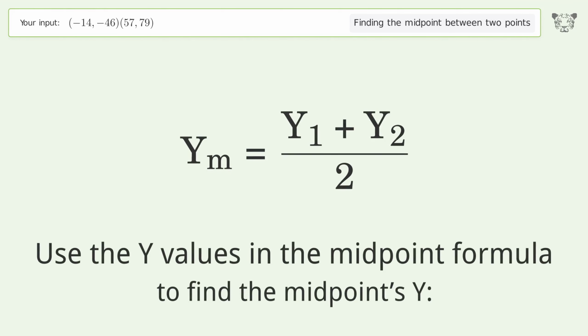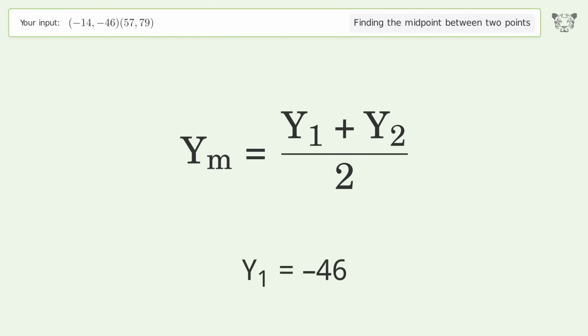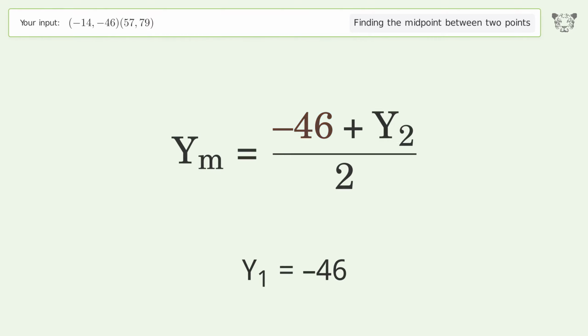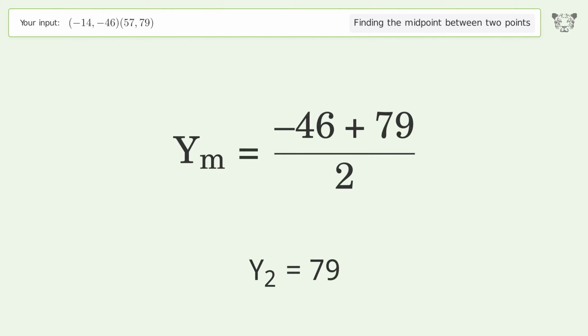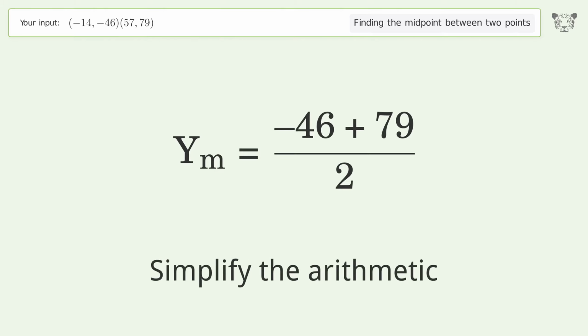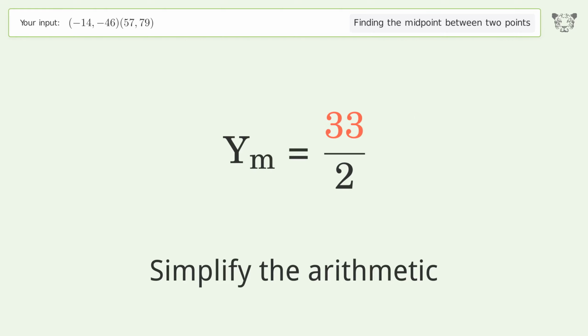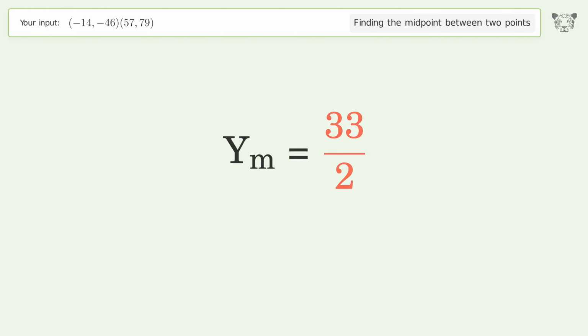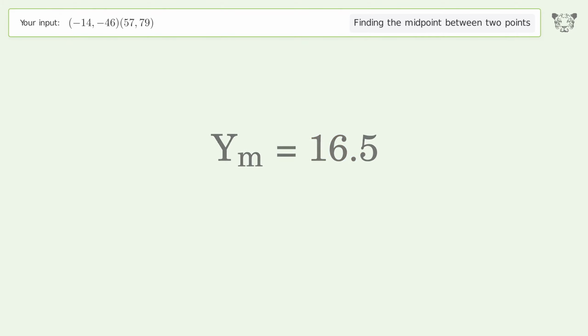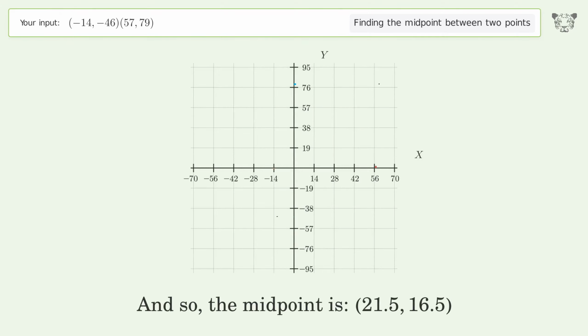Use the y values in the midpoint formula to find the midpoint's y. y1 equals -46. y2 equals 79. Simplify the arithmetic. And so, the midpoint is 21.5, 16.5.